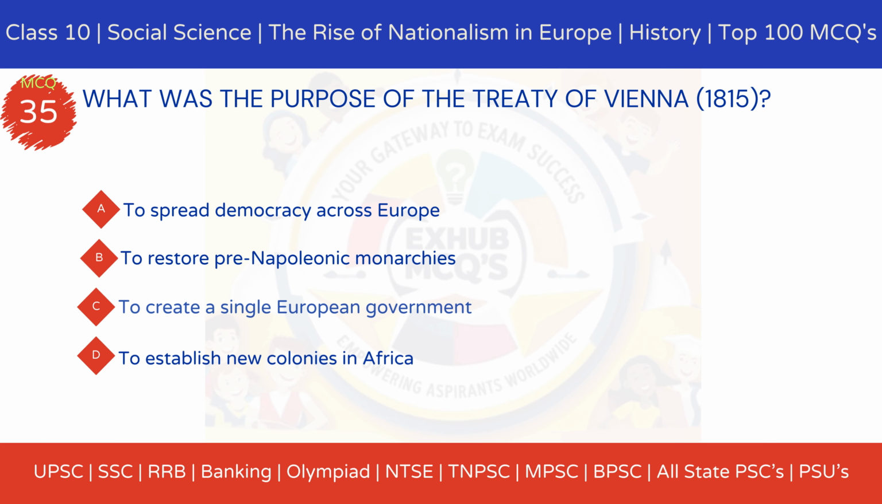MCQ 35. What was the purpose of the Treaty of Vienna, 1815? Option A. To spread democracy across Europe. Option B. To restore pre-Napoleonic monarchies. Option C. To create a single European government. Option D. To establish new colonies in Africa.